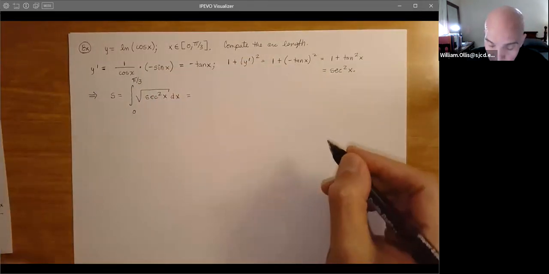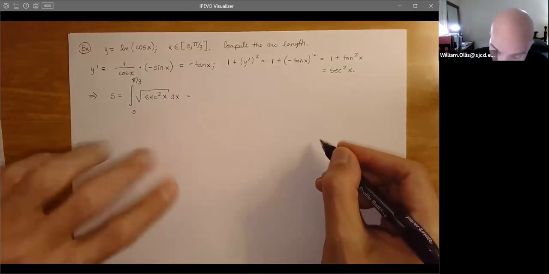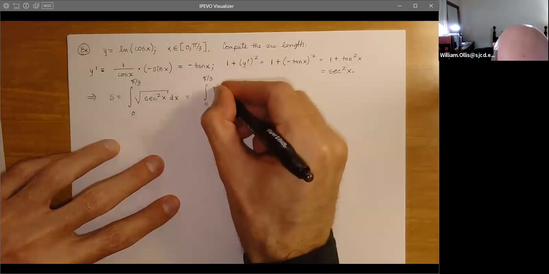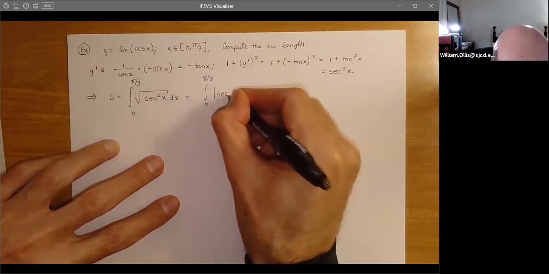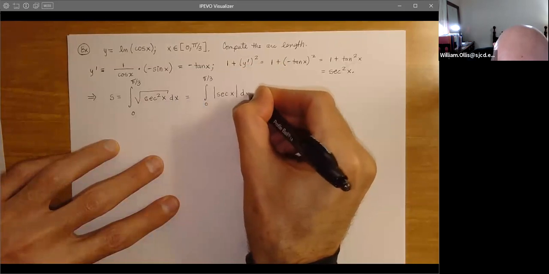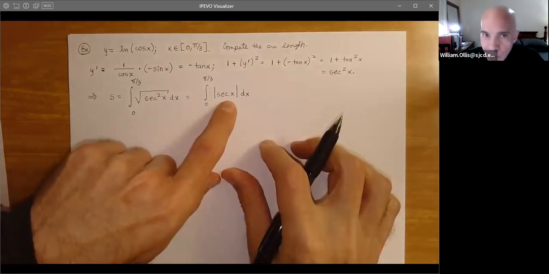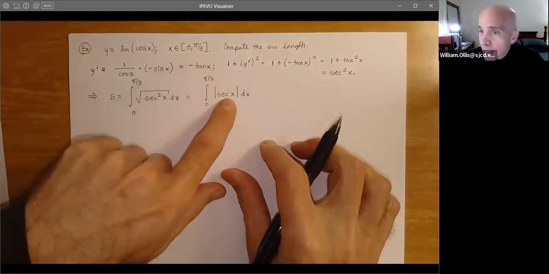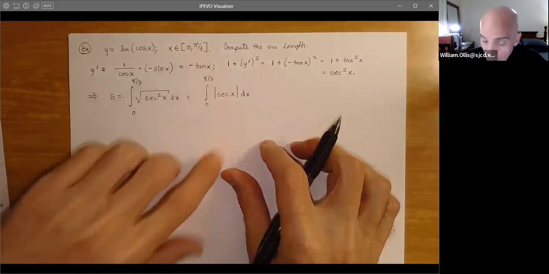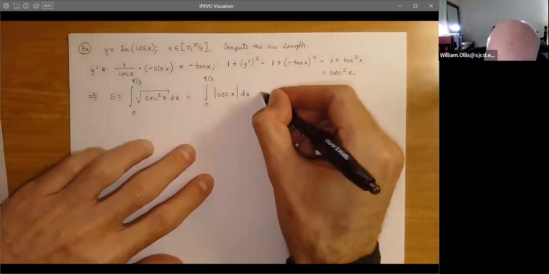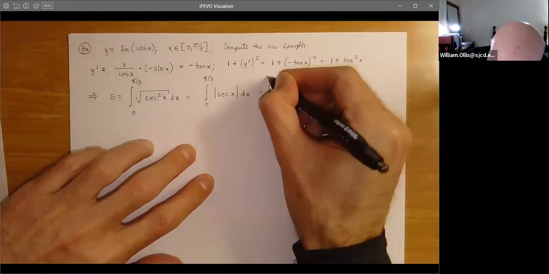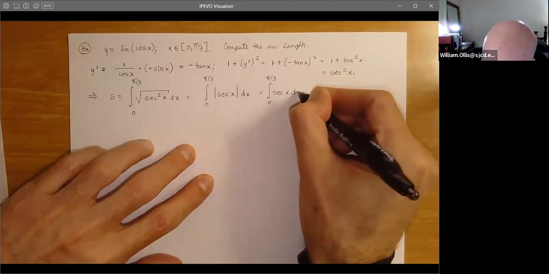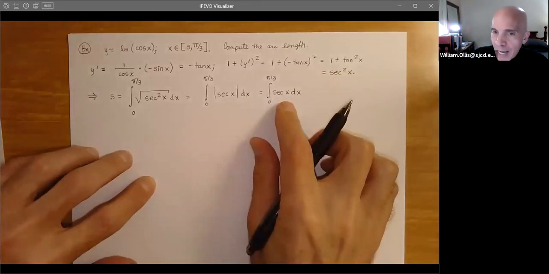And so now we're kind of back to the derivation. We have the square root of the square, which is the absolute value. But then, of course, we know where x lives, just like we know the cosine. And so on this particular interval, the secant is positive since the cosine is positive. So we can remove the absolute values. And so now we're back to calculus 1.